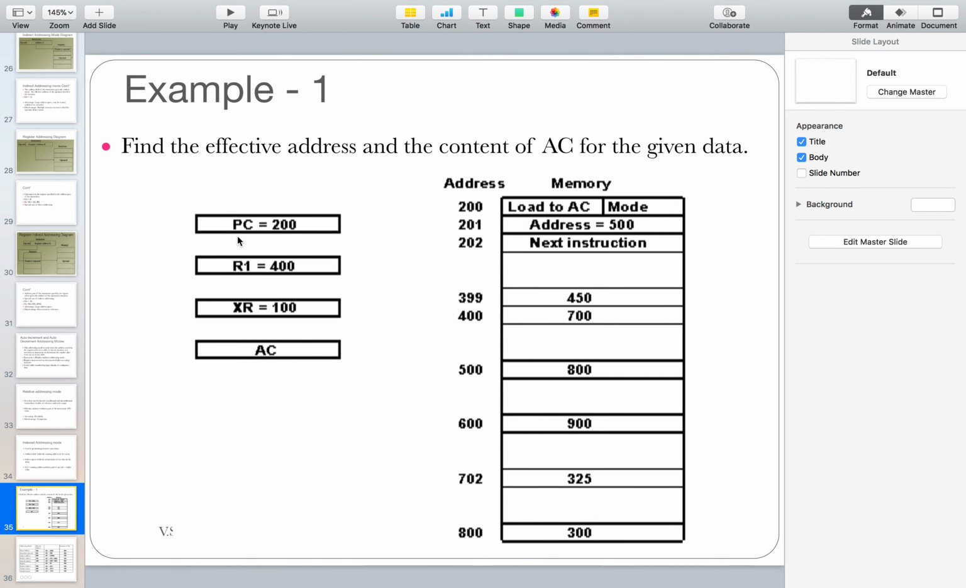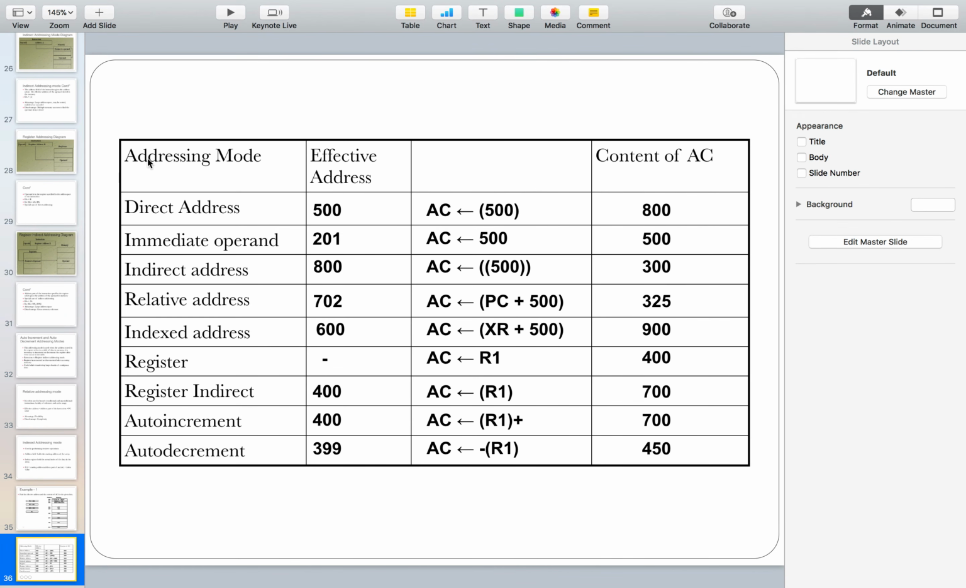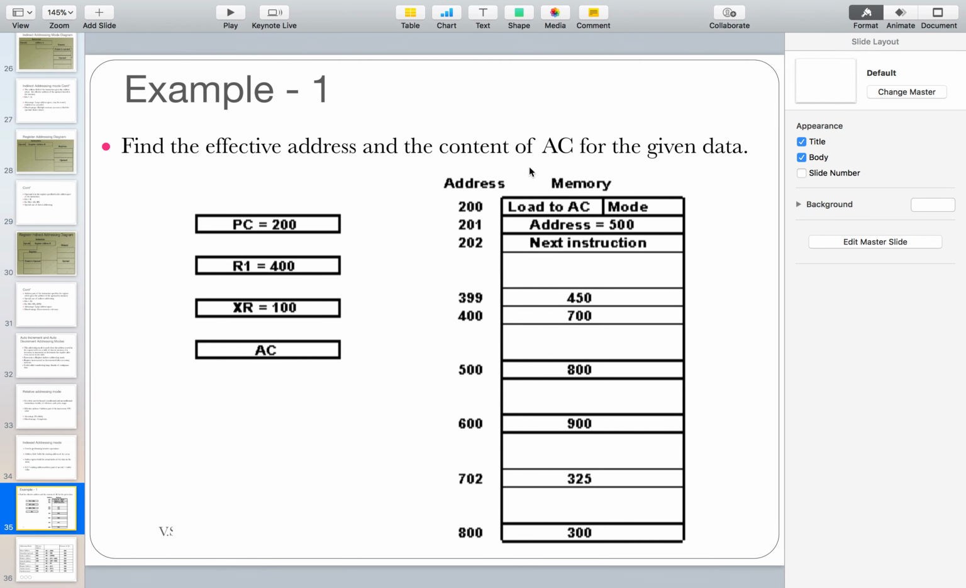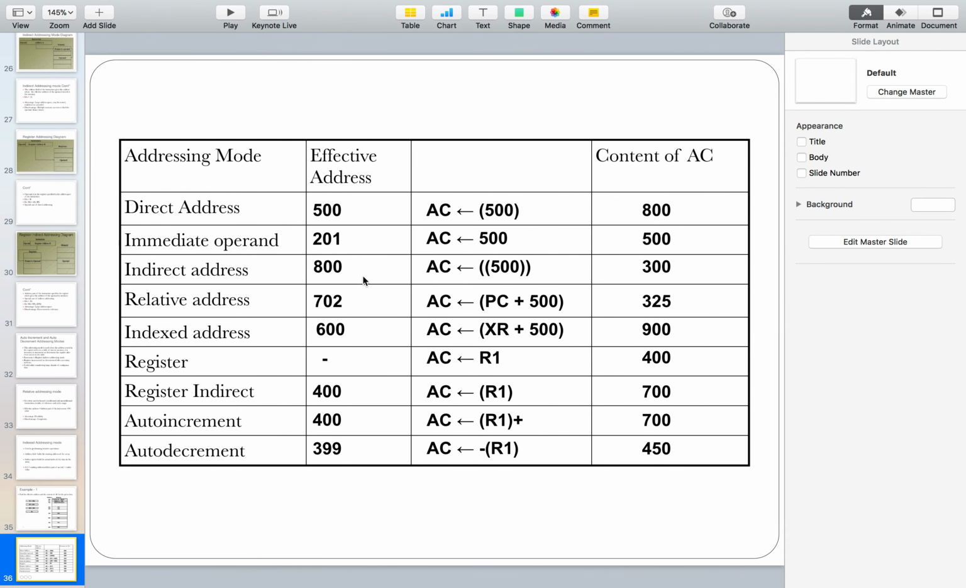Given that the value of the program counter is 200, my initial address is 500, R1 is 400, XR is my index register with the value 100, and AC. As I've told, we'll start from the basics. Immediate operand: as I've told, it is the address which contains the effective address, which is 201. So the value 201 will be my immediate operand.